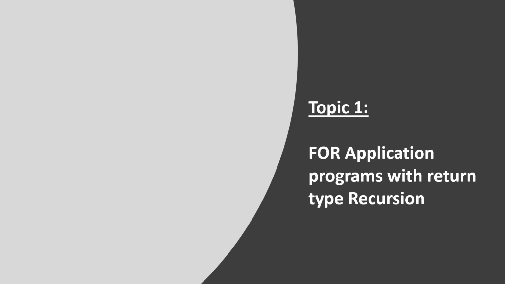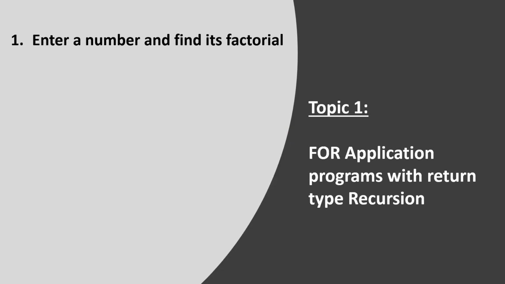The first topic is application programs with return type of recursions. If you remember our last class, it is a must that you revise the first class of recursion. Otherwise it will take us a longer time to understand this topic. If we have already revised that class, this program will be easier for us to write: enter a number and find its factorial.